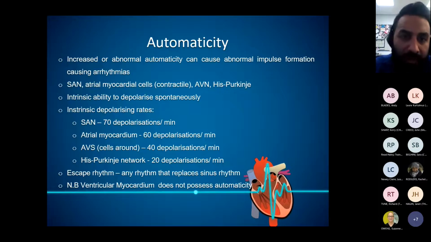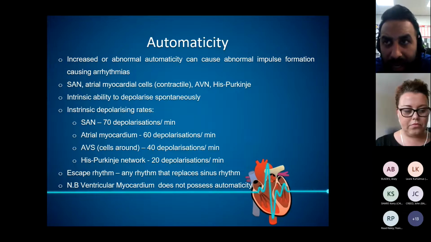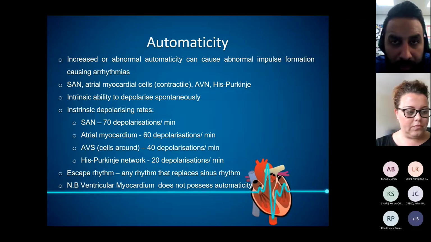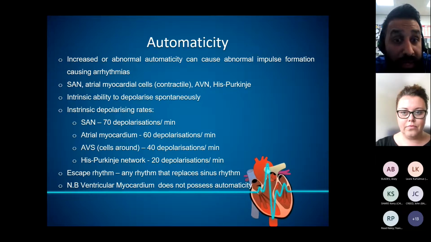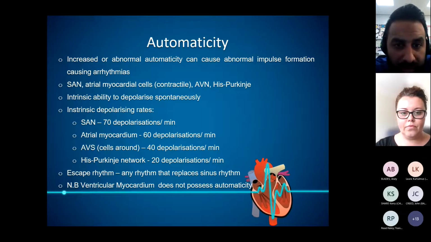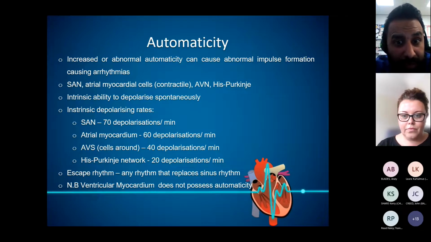Automaticity. The first thing that I do want to start off with is this principle of automaticity. Some of you may have heard of it, and for others it may be a new concept. In essence, what we're trying to say is, without any innervation from the brain, the myocardium has the ability to generate an impulse. And this is particularly the case when it comes to the pacemaker components within the heart. And this is the sinoatrial node, the atrial myocardial cells which surround that, the atrioventricular node, and the bundle of His and the Purkinje fibers.